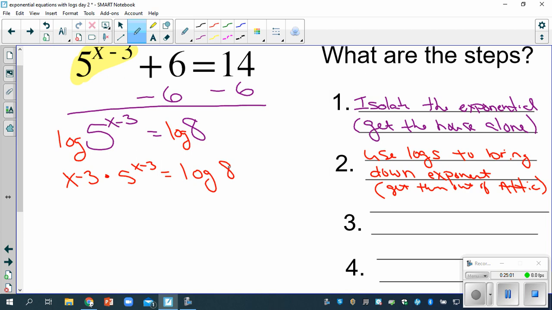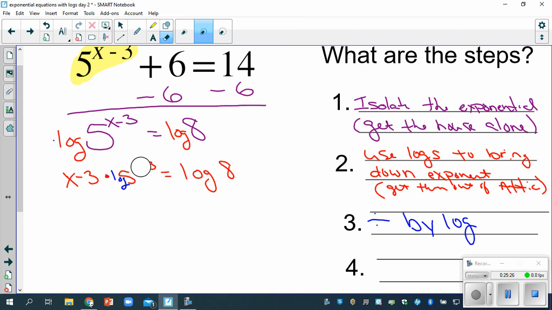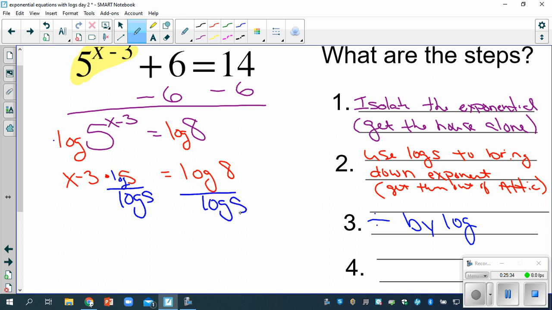The next step is always the same. We need to get rid of all those stupid logs that are bugging me. So the next thing that we do is divide by log. There's nothing tricky there. Oops, I forgot the word log right here. So we're going to divide by log 5. Divide by log 5. Those cancel out.